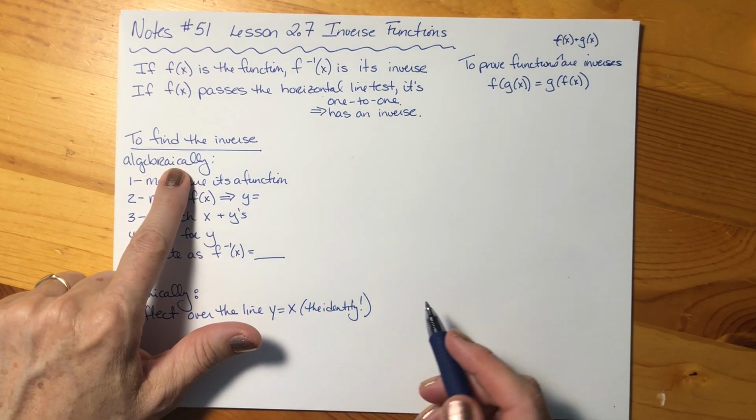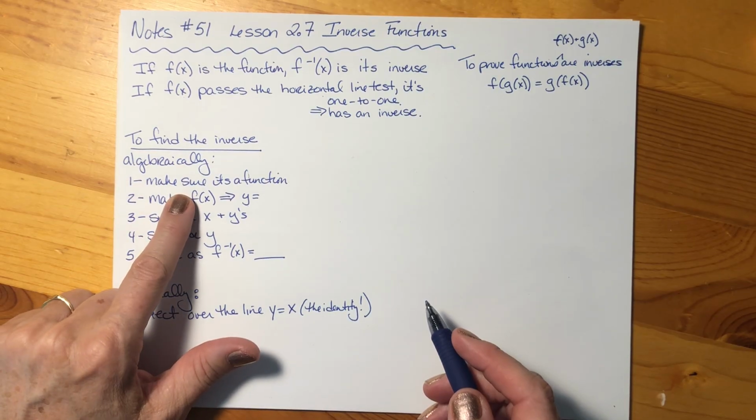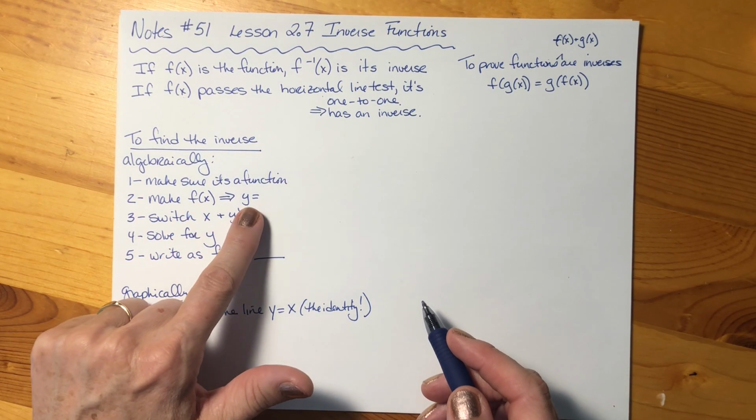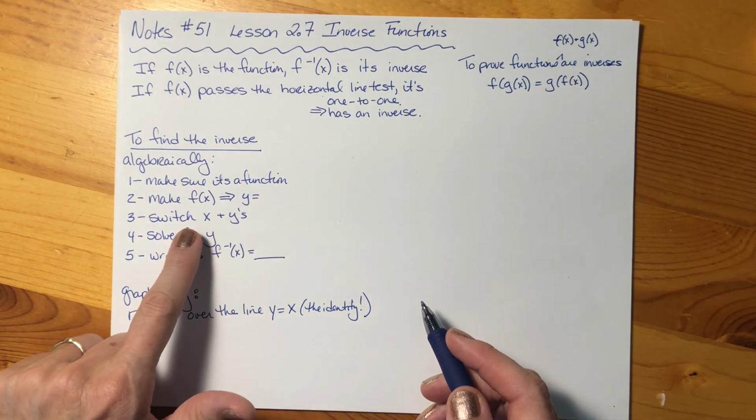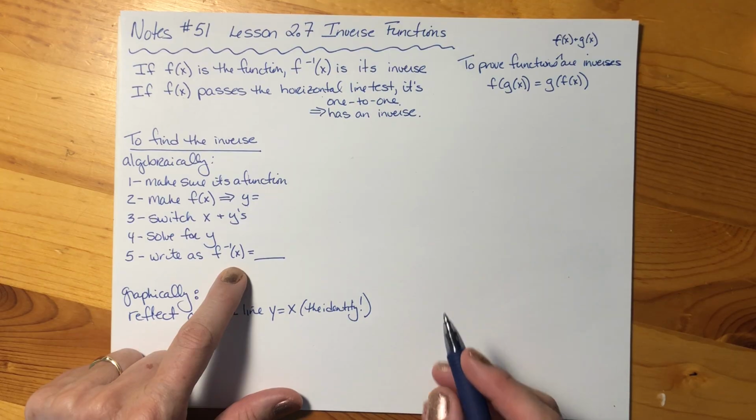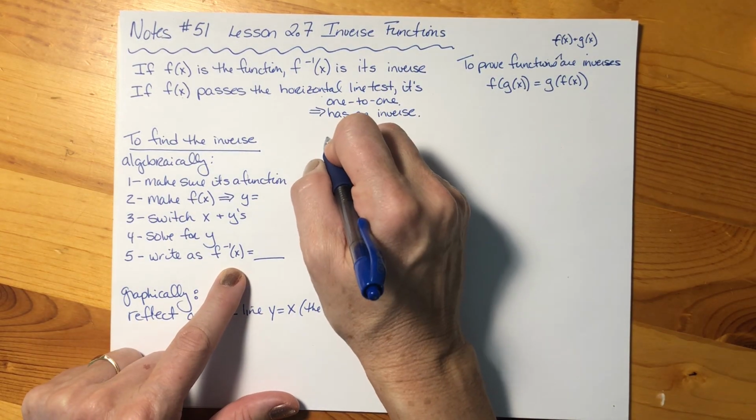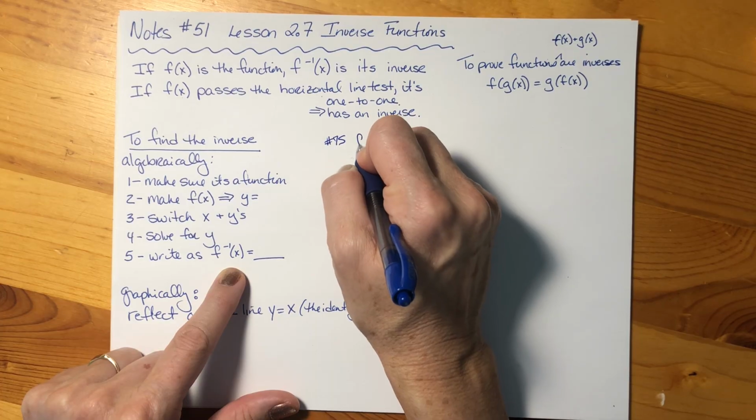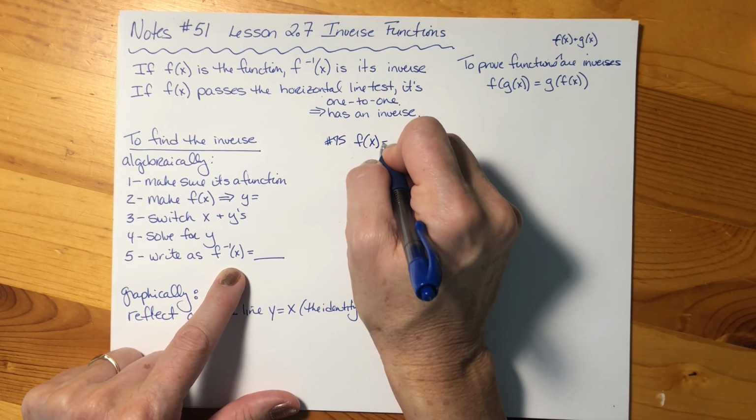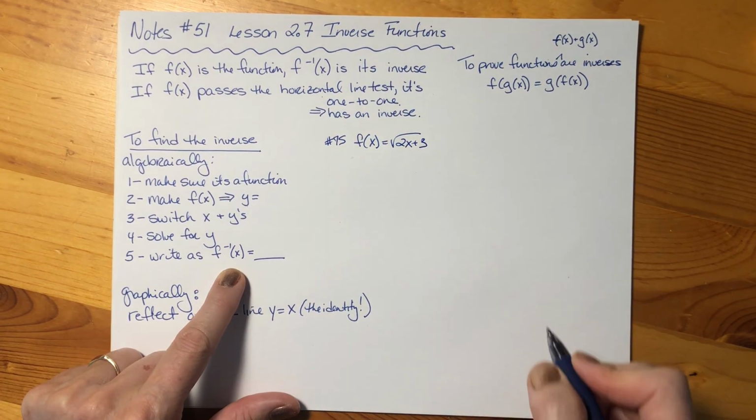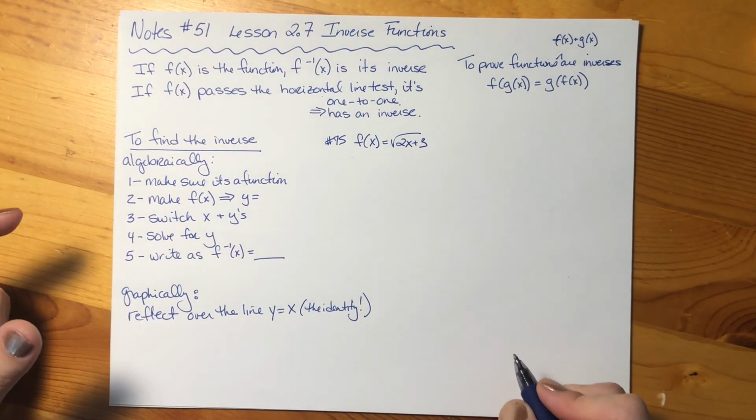To find the inverse algebraically, what we're going to do is first make sure that it's a function. And then I'm going to take the f of x notation and change it to y equals form. I'm going to switch my x and y's and then solve for y and then put it in that fancy form. Let's do an example, right? So number 75 from your textbook is written as f of x is equal to the square root of 2x plus 3. All right, so your first step is to make sure it's actually a function.